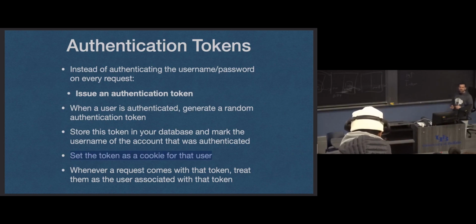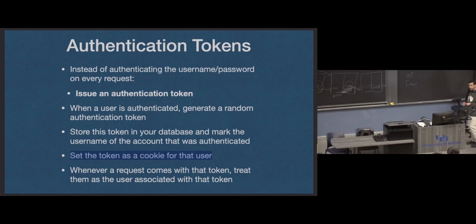And now every single time we get a request from this user, it's going to contain their authentication token. We're going to look up that token in our database, see who it's associated with, and then treat that request as authenticated from that user. So we're authenticating with their username and password one time, issuing an auth token, and then whenever we see that auth token, we're going to treat that as an authenticated request coming from the user associated with that token. And this is how we want to build our authentication systems.